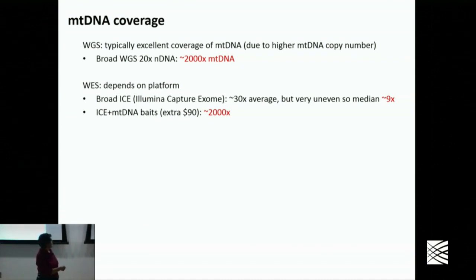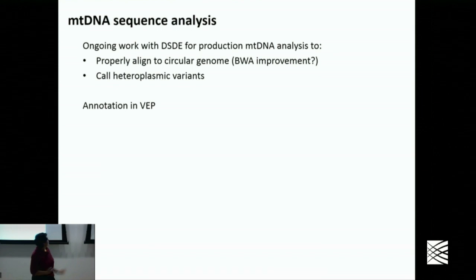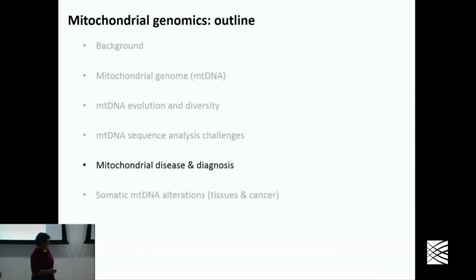We helped the platform develop an extra method where they add back baits to the mitochondrial genome. So in your same tube, when you order exome sequencing, you can pay an extra $90 and get the mitochondria at 2000x coverage if you are interested in that for your disease. I'm working with DSDE to make that pipeline.